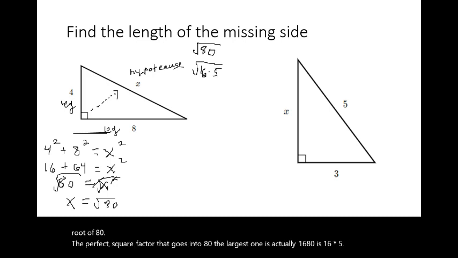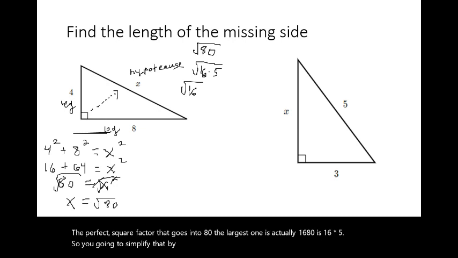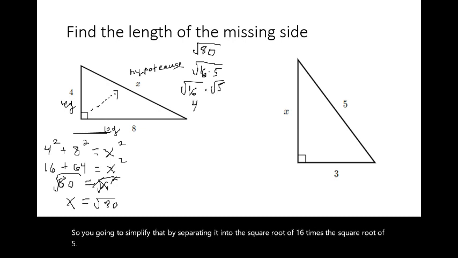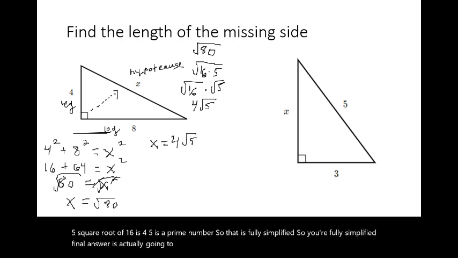So you're going to simplify that by separating it into the square root of 16 times the square root of 5. Square root of 16 is 4. 5 is a prime number, so that is fully simplified. So your fully simplified final answer is actually going to be 4 square root of 5.